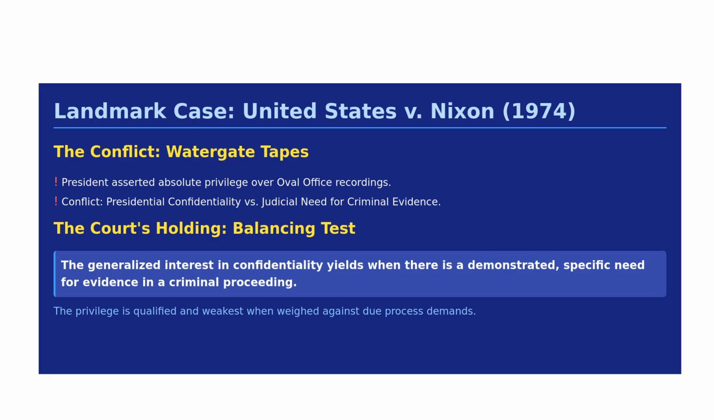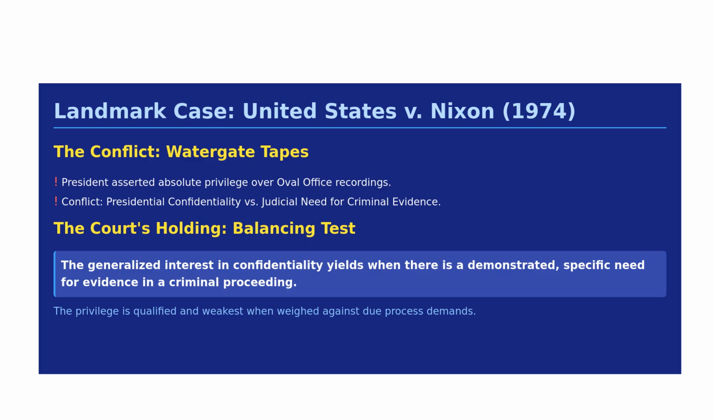The conflict was stark. The president's generalized need for confidentiality versus the judicial branch's demonstrated, specific need for evidence in a federal criminal trial. The Supreme Court unanimously ruled against the president. The court held that while executive privilege exists, it is not absolute, especially when balanced against the fundamental demands of due process and the fair administration of criminal justice.